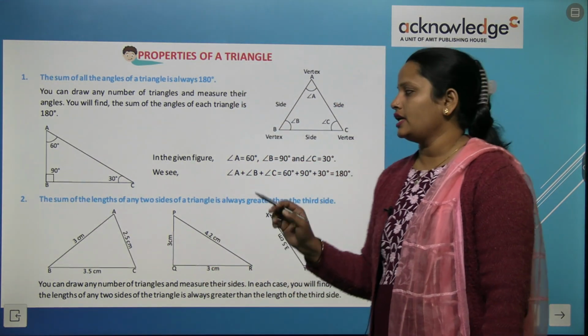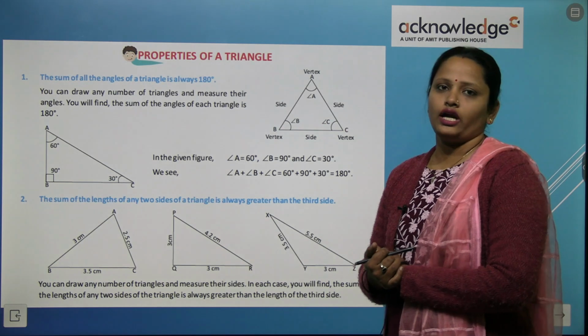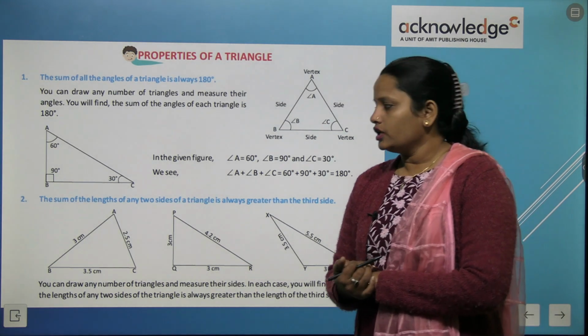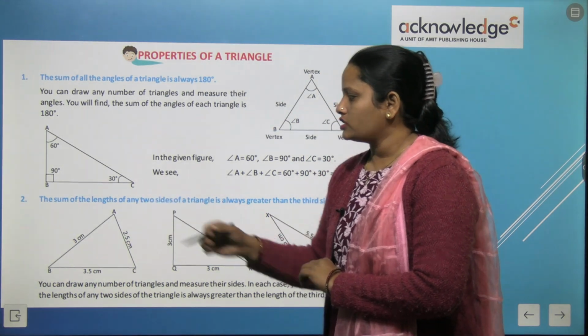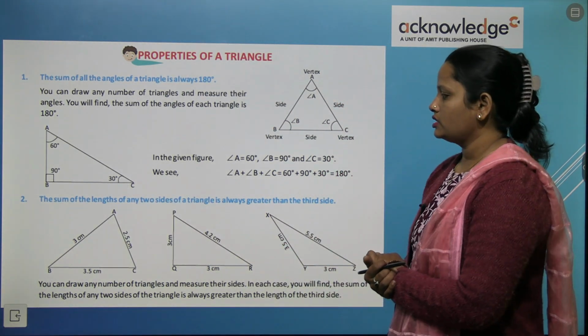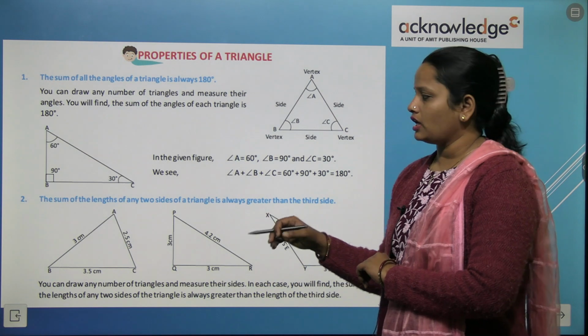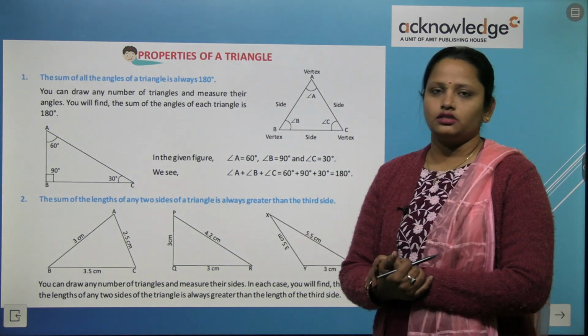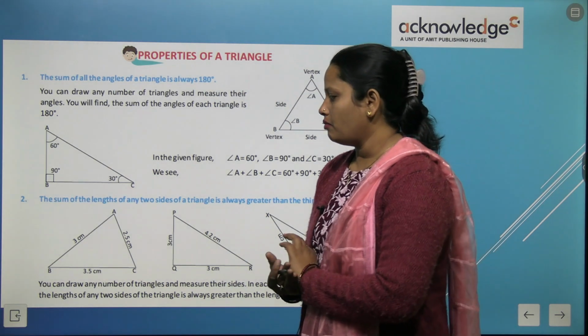Next property क्या कह रही है? The sum of the length of any two sides of the triangle is always greater than the third side. जो दो sides हैं उनकी length को अगर हम plus करें, is always greater than the third side. वो हमेशा third side से बड़ा होता है.